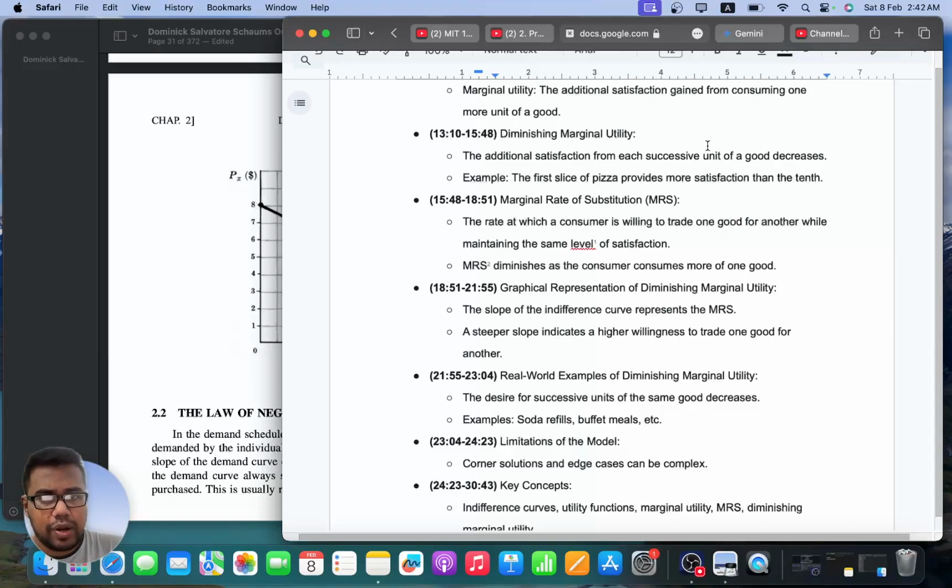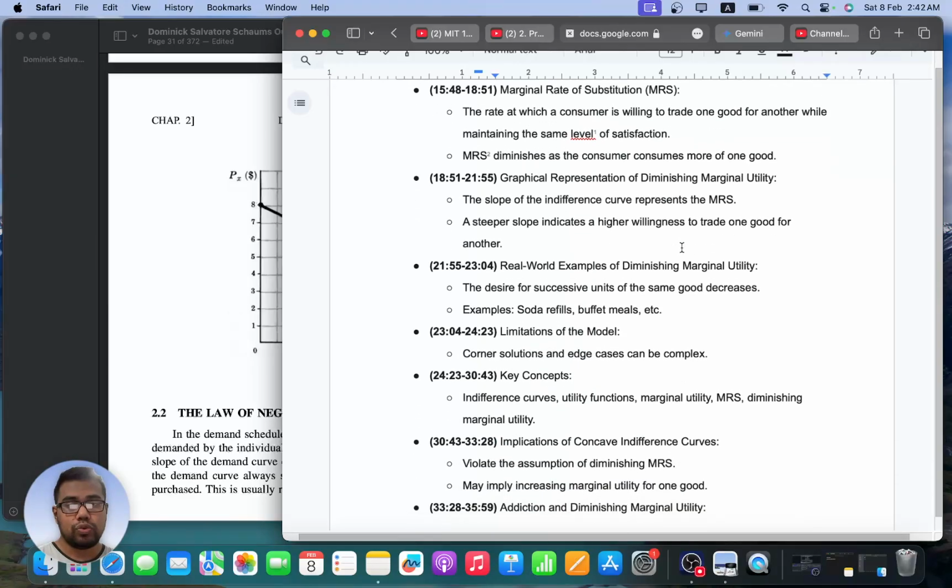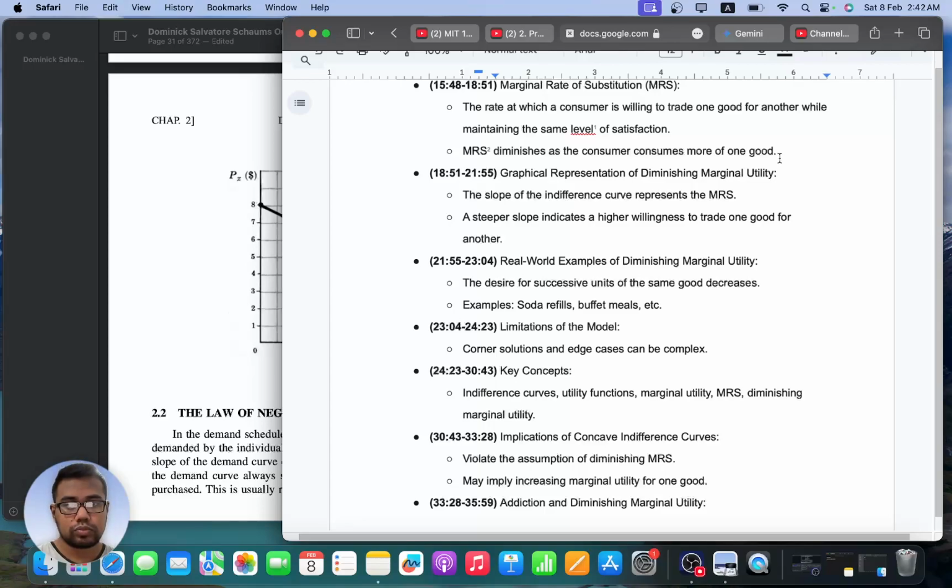Marginal rate of substitution, MRS, the rate at which a consumer is willing to trade one good for another while maintaining the same level of satisfaction. So marginal rate of substitution is where you have the utility of good X equaling utility of good Y, if you have two goods. Then we move on to graphical representation of diminishing marginal utility. The slope of the indifference curve represents the MRS. A steeper slope indicates a high willingness to trade one good for another. So the marginal utility function's graph is going to tell us something about the nature.